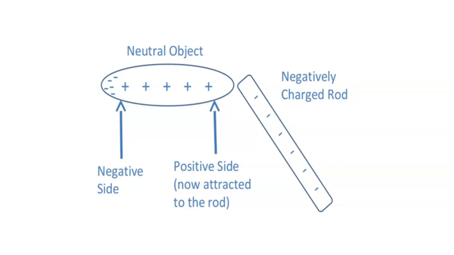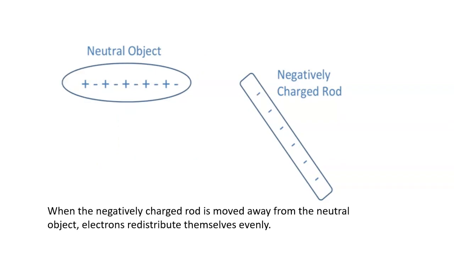So again, just as I was saying, the left side of the neutral object gets a negative charge, the right side gets a positive charge. It's now attracted to the rod, but when I move them apart, everything goes back to normal, right? The negatives within here have redistributed themselves evenly. Okay, they only shifted when they were influenced by this negative charge. That's why it's temporary. Okay, they didn't stay over on the left side. Once the charged object was removed, they returned to their original position.